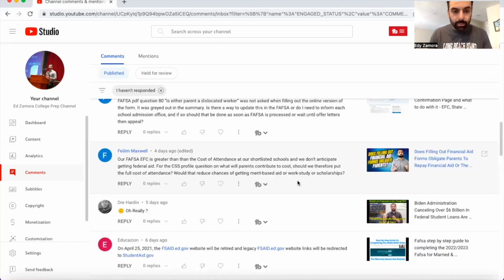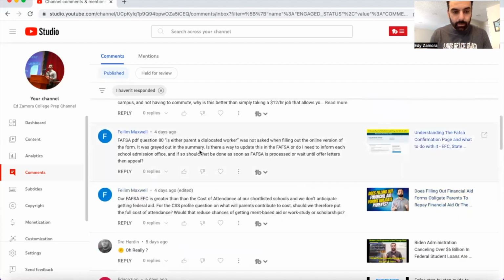Let's look a little bit further. Looks like we have another question here from Maxwell again. Let me see here. FAFSA PDF question 80, is either parent a dislocated worker? It was not asked when I filled out the version of the form.